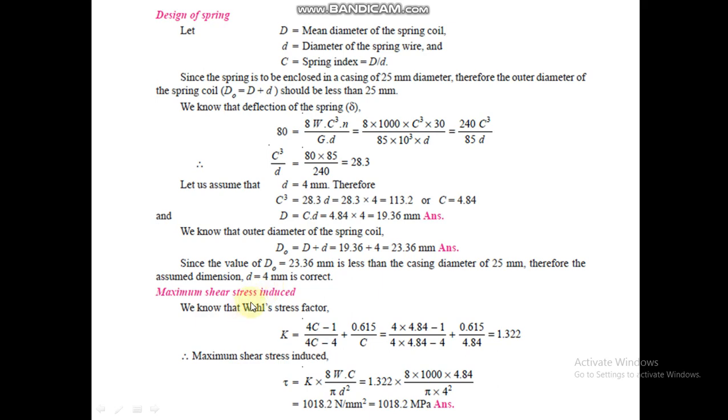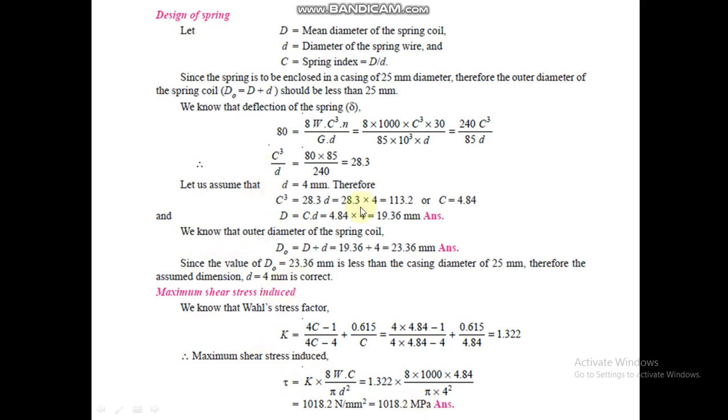Now how will you calculate the shear stress? We have to apply the formula for shear stress K 8WC by pi d square, and the value of the wall factor is (4C minus 1) by (4C minus 4) plus 0.615 upon C. So put the values of spring index C and you will get the wall factor 1.322. Then put the values in the formula for the shear stress and you will get your answer.